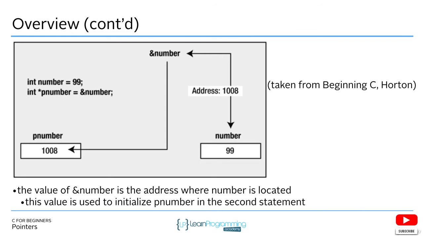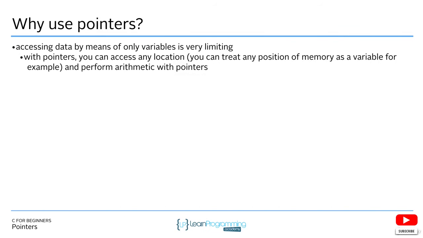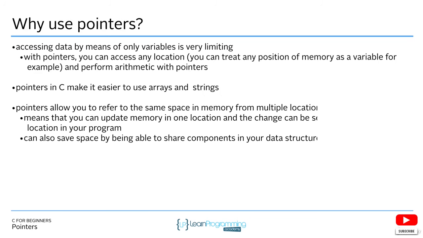So why use pointers? Why even broach this concept? Why can't we just use existing data types and use the character array when we want to use strings? Well, accessing data by means of only variables is very limiting. With pointers, you can access any location. You can treat any position of memory as a variable, for example. And then you can perform arithmetic with pointers as well, which makes things easier. Pointers in C make it easier to use arrays and strings, and we're going to go through that as well. That's another advantage of using pointers.